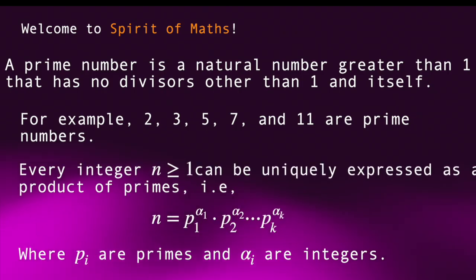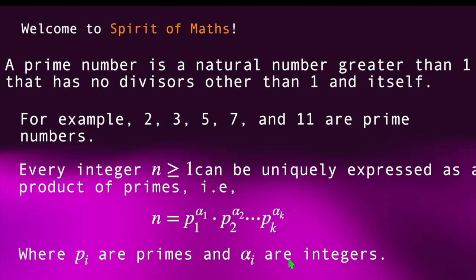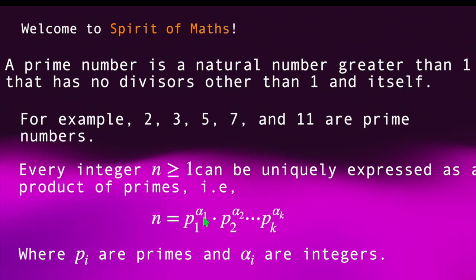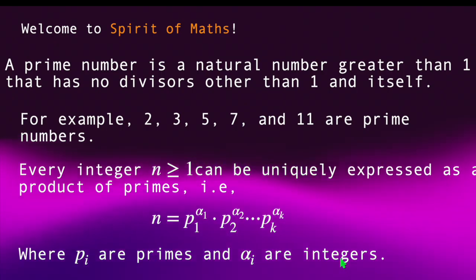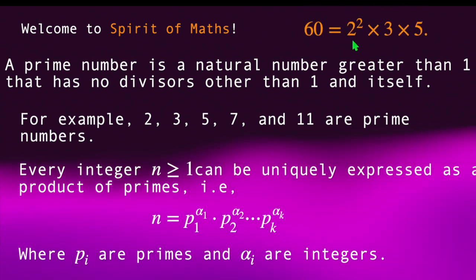Namely, we have this result: any integer n bigger than 1 can be decomposed into a product of prime numbers at some powers. So n can be written as p1 to the power alpha 1, p2 to the power alpha 2, and so on, where the pi are primes and the alpha i are integers. So any integer has a prime as a divisor. For instance, 60 is equal to 2 squared times 3 times 5.